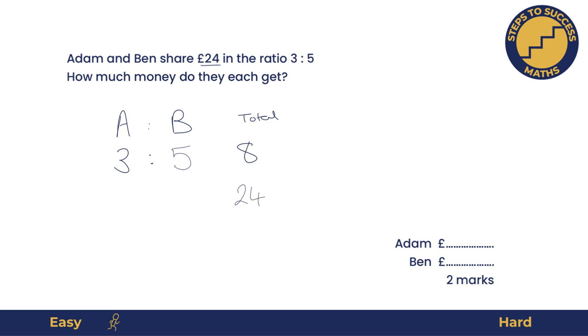So how do we go from 8 to 24? What do we need to multiply by? So we know that's 3. Now if we multiply each part of the ratio by 3, we'll get our answers. So 3 times 3 is 9 and 5 times 3 is 15. So Adam gets £9 and Ben gets £15.